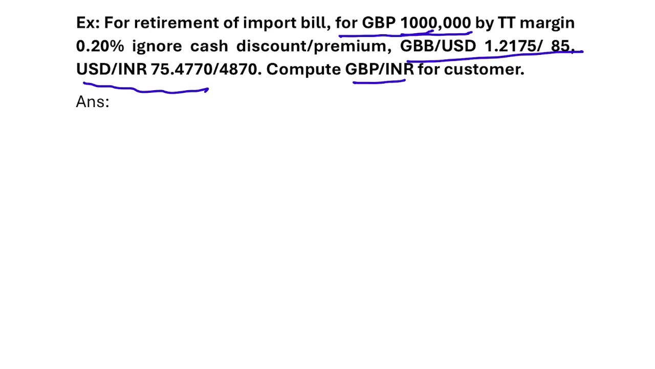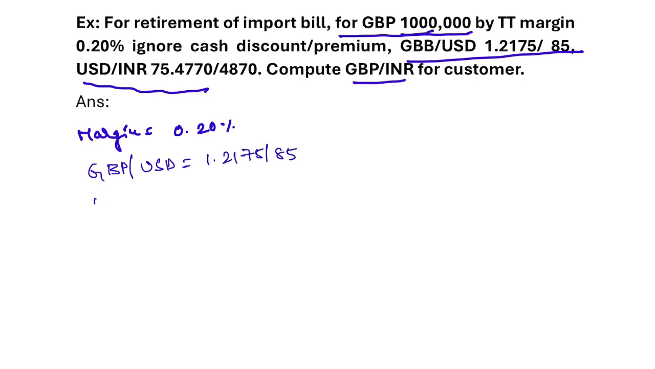Okay. First and foremost, we have to write what is the input value it has given. What is the input value? Margin: how much has he given? 0.20%. Next, GBP by USD, he has given that rate, 1.2175 by 85. And USD by INR he has given 75.4770 by 4870. These are the input values, right? Okay. What do we want? That is our output.